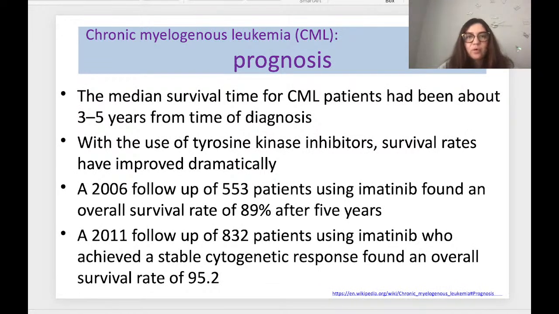The median survival time for chronic myelogenous leukemia had been about 3 to 5 years from the time of diagnosis. With the use of tyrosine kinase inhibitors, survival rates have improved dramatically. In 2006, follow-up of 553 patients using imatinib showed an overall survival rate of 89% after 5 years. It is a huge survival for cancer patients. And a little bit later, another investigation, a follow-up of 832 patients using imatinib who achieved a stable cytogenetic response, found an overall 5-year survival of 95.2%.